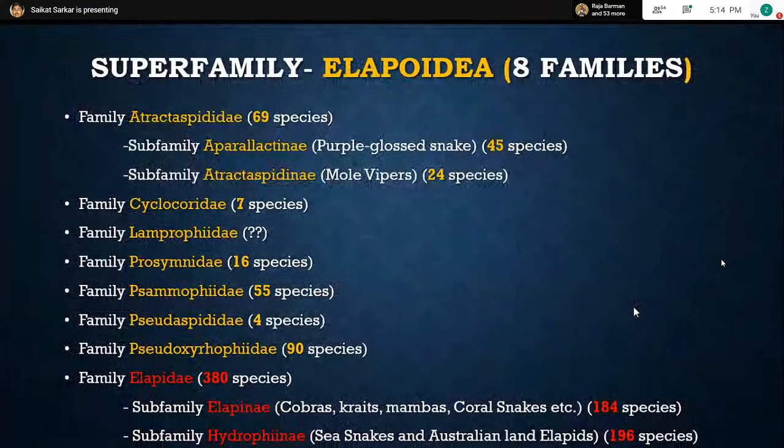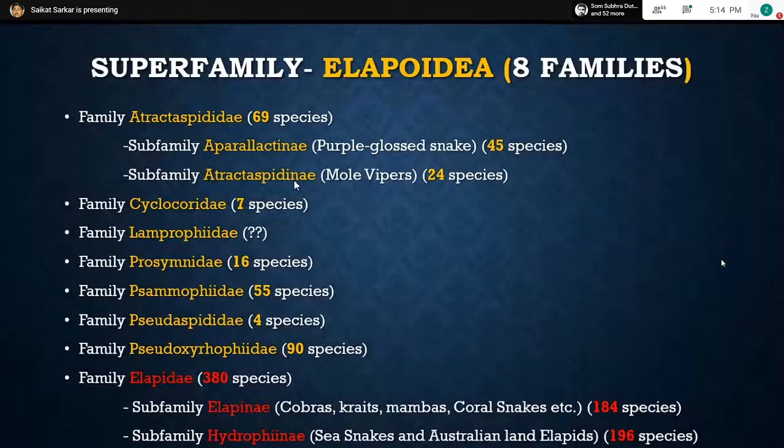Now this is superfamily Elapoidea. Before the inclusion of these families under this umbrella called Elapoidea, all these families were treated as subfamilies under Colubridae. So this is a taxonomic revamping. Now, these Atractospirids, the family Atractospididae, have certain serious medically important species like mole vipers, and some of them have very disfiguring venom.